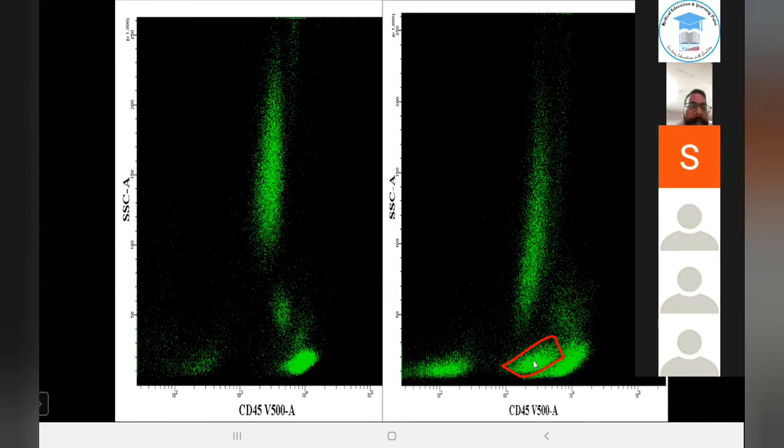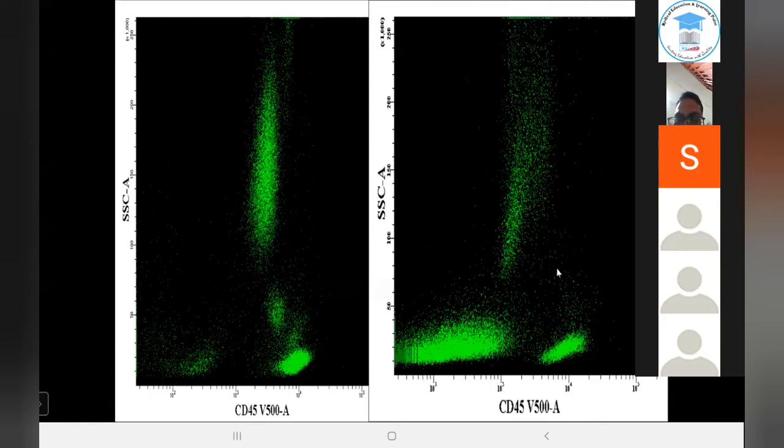In these kinds of cases, when you see the peripheral smear, you will see maybe 30% neutrophils, 30% lymphocytes, some debris, and then about 30% cells which don't look normal, and this is where they will lie. I'll give you another example.